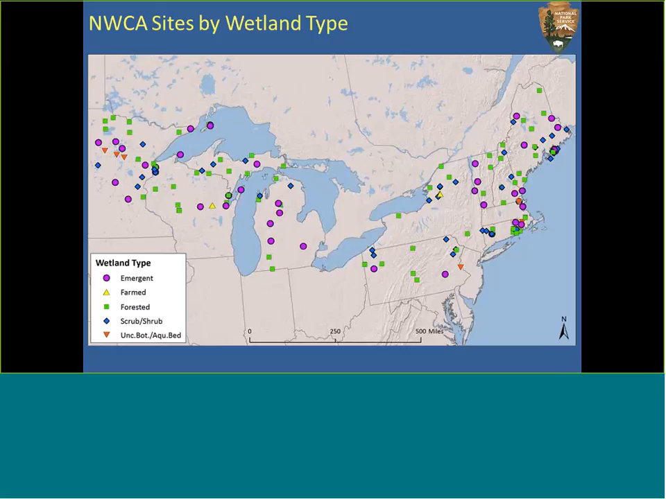Okay, so these are the sites that I included when I finished with the NMDS. And so we have a really high representation of emergent sites, forested sites, scrub shrub, less so for farms and unconsolidated bottom or aquatic bed.